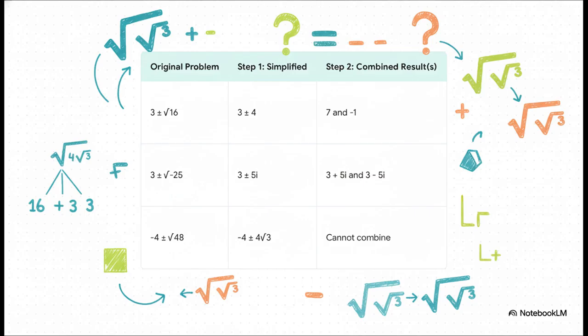Okay, row 2. We simplify the square root of negative 25 to 5i. Now we have a real number, 3, and an imaginary number, 5i. Those are not like terms, so we just leave them. That's the answer. And in the last row, we simplify root 48 to 4 root 3. Now we have negative 4 plus or minus 4 root 3. That's a regular number and a radical. They're not alike. Just like you can't combine negative 4 and 4x, you can't combine these either. See? The rule always works. Simplify first, then only combine what matches.